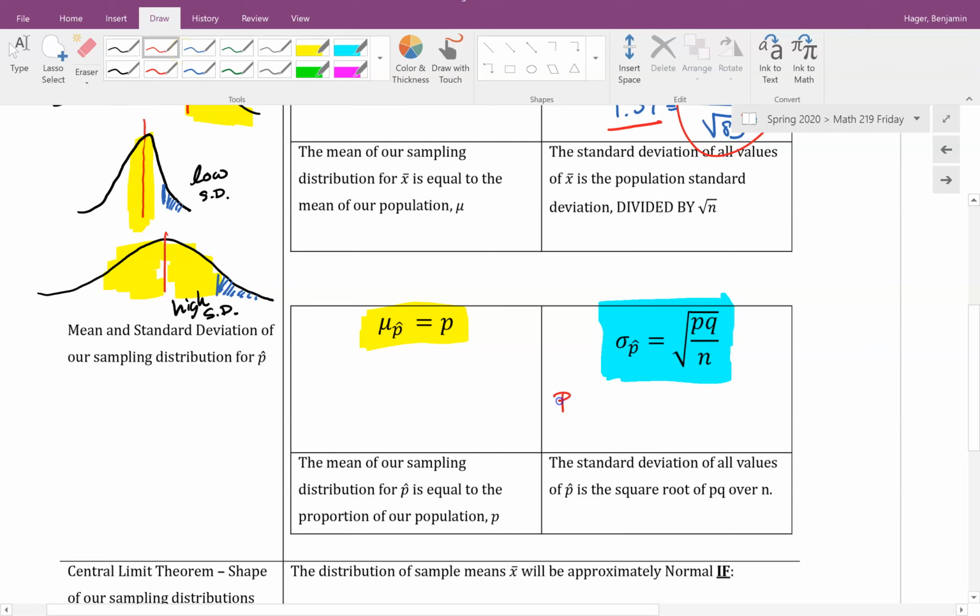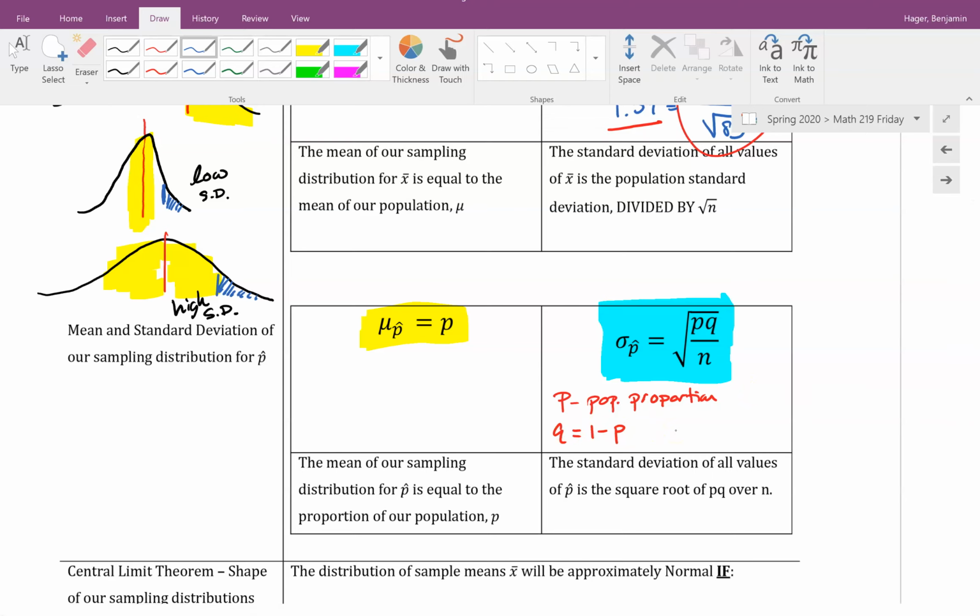P is the proportion, the population proportion. Again, it's the percentage, but just a percentage in fraction form. Q is its complement, so it's equal to 1 minus P. So if P is the proportion of Democrats, maybe, then Q would be the proportion of non-Democrats.